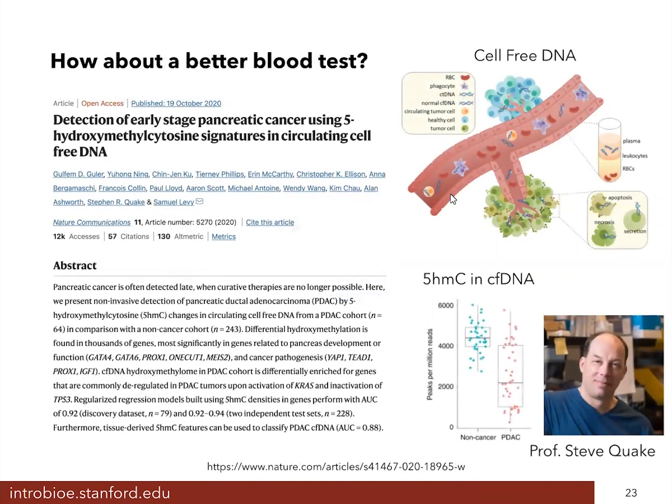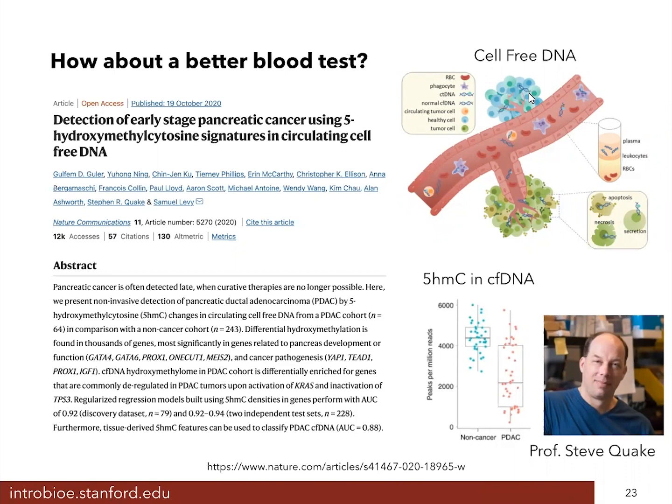Here's an example that I really like, in part because it's pushed forward by a professor here at Stanford. This is work out of Steve Quake's group. And here they're using cell-free DNA to try to detect pancreatic cancer at one of its very earliest stages. Now, what is cell-free DNA? It turns out it is exactly what it sounds like. It's actually DNA floating around in your blood that is not within a cell. How does it get there?